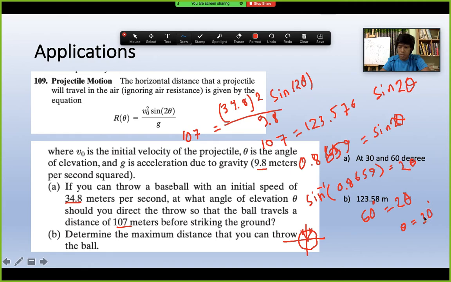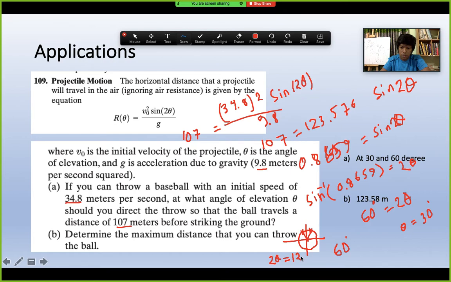This is one answer. And another answer is 90 plus 30, which means 120. Then that means 2 theta equals 120, so theta equals 60. So these are the two solutions. How does it come? Because of this angle. This angle is 2 theta equals 120.